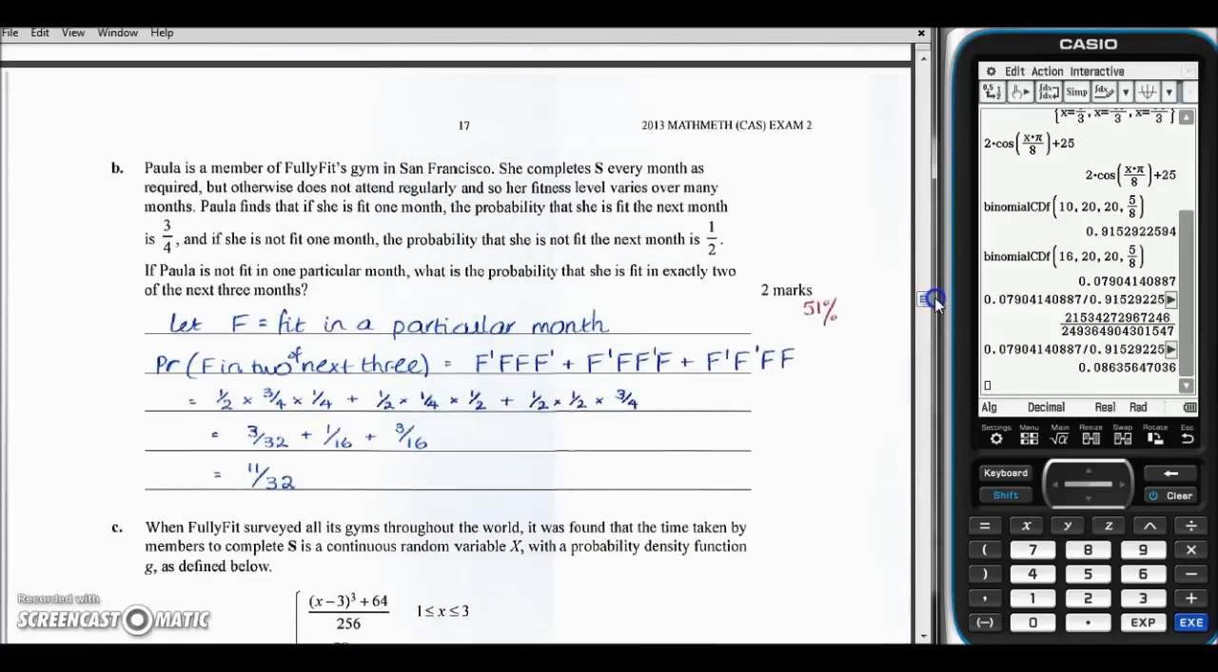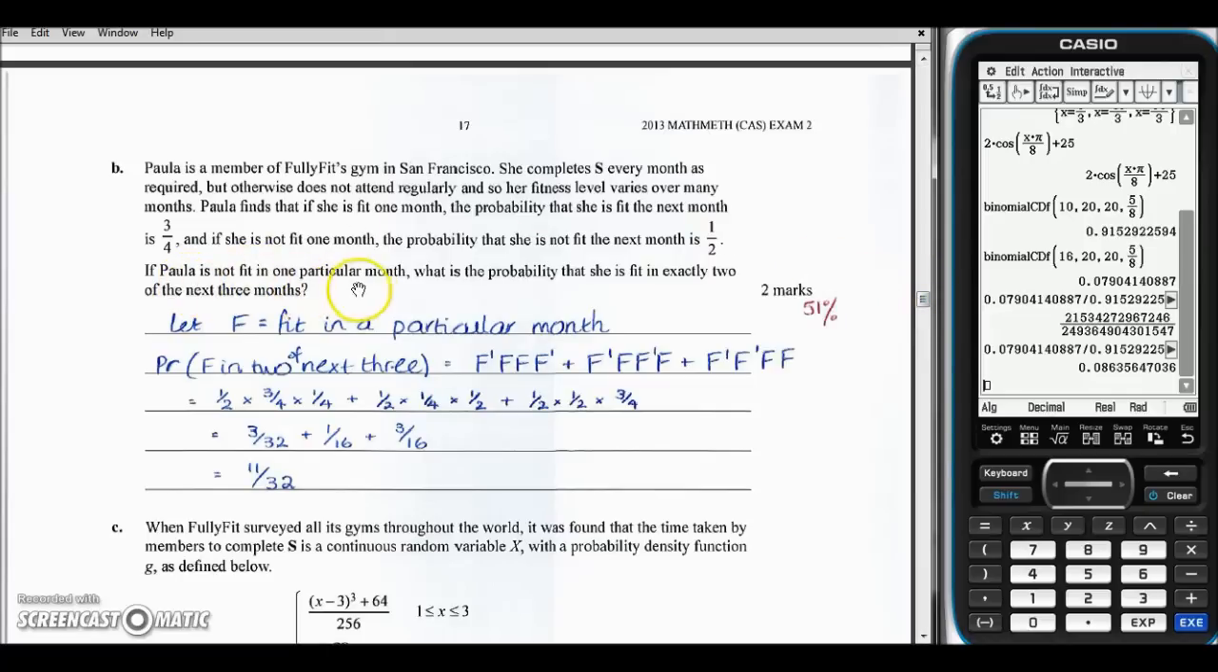Part B, now we're talking about Paula. She's a member of the gym. She completes S every month, and she finds that her fitness varies. So if she's fit one month, the probability she's fit the next is 3 on 4. If she's not fit, the probability she is the next month is 1 on 2. Sounds very Markov-y. We don't really need to use Markov chains for this one though.